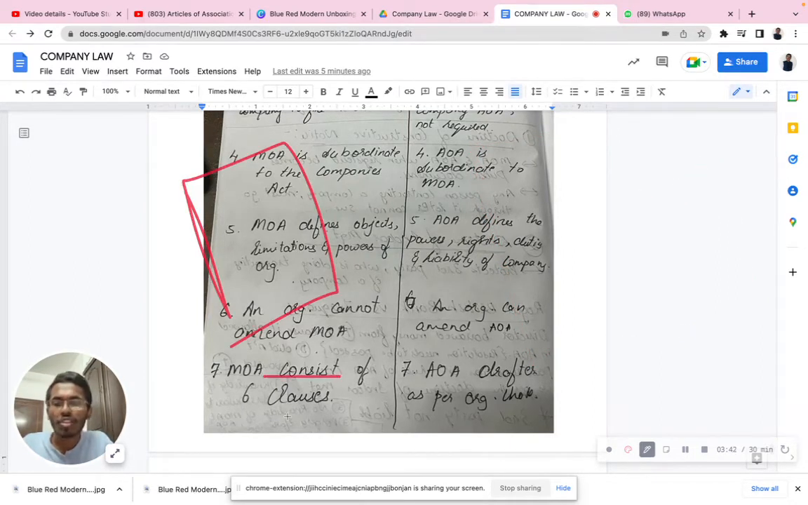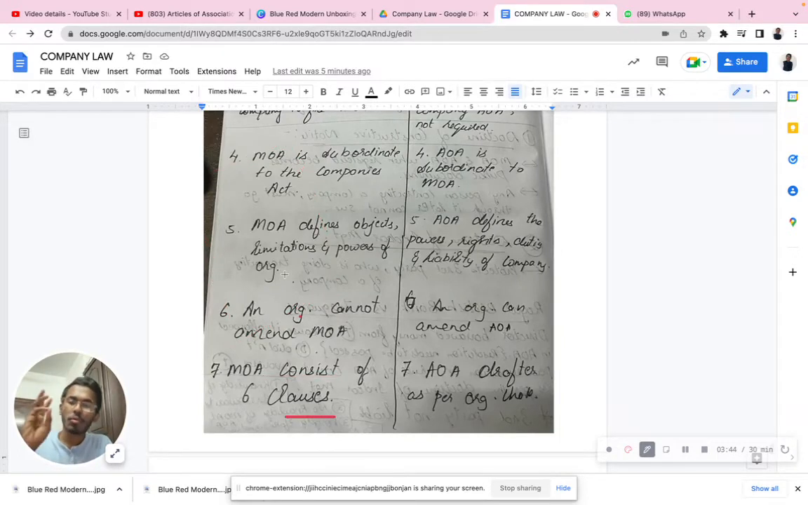And MOA consists of 6 clauses. If you remember, what are the 6 clauses? Name clause, residential office clause, objective clause, liability clause, associate clause, and along with it, we learned about the capital clause also. Whereas in Articles of Association, what is very important is that it is drafted as per the organizational choice. Every company can draft as per their own organizational choice, because it keeps on wavering and changing.